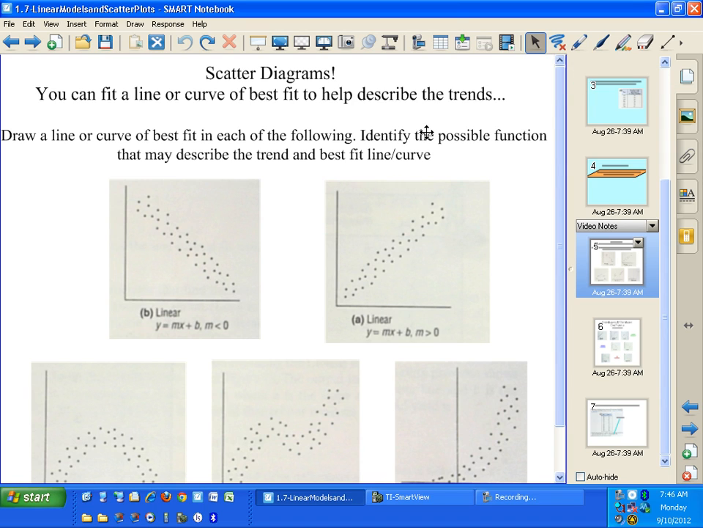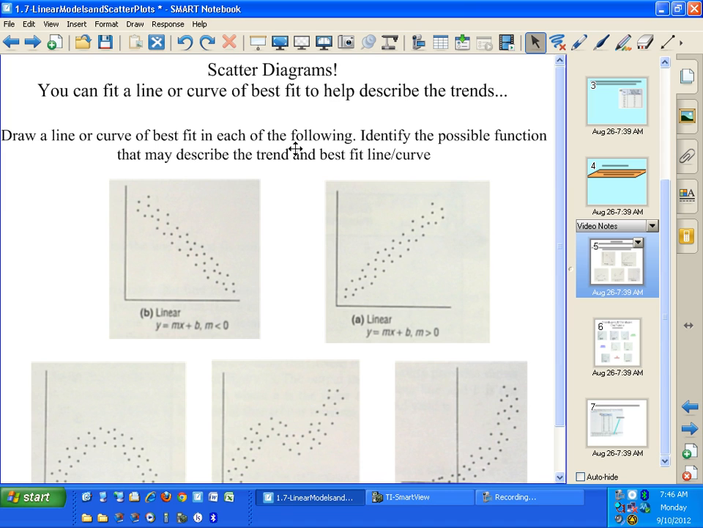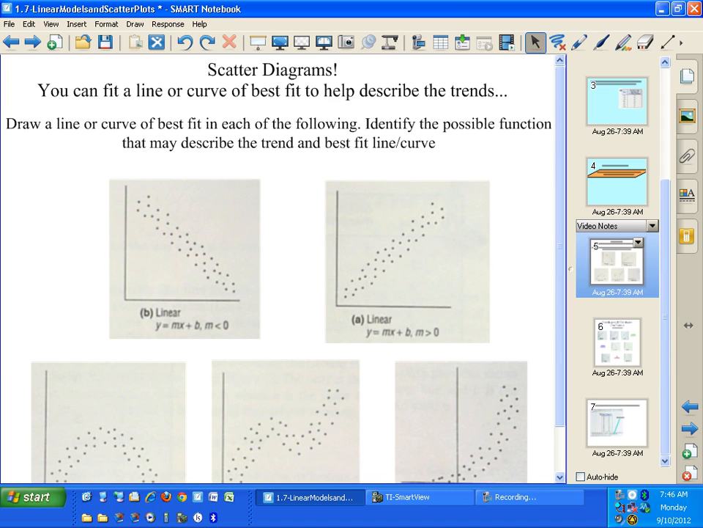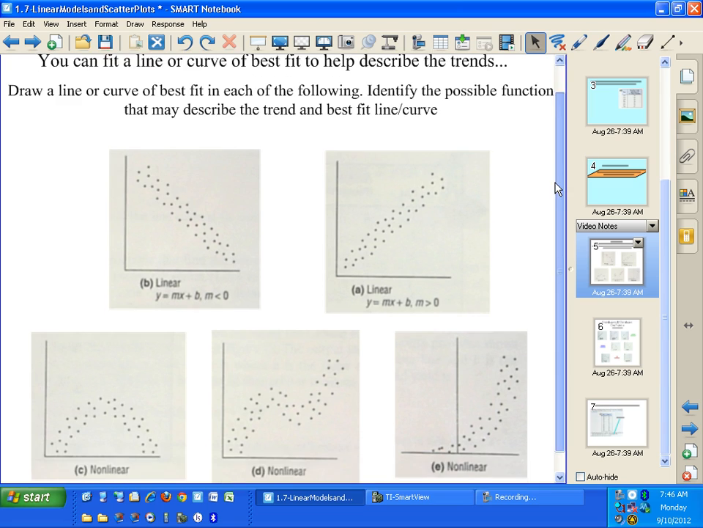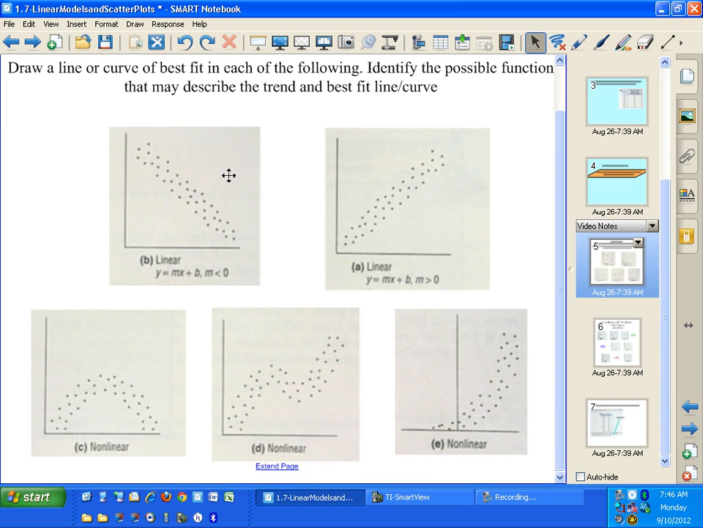In this section we're going to talk about scatter plots and linear models, or models of functions. So when we look at the scatter diagrams down below, we're looking for a line or a curve of best fit. If you look at these graphs, they're asking you to draw a line of best fit for each one of the following and identify the possible trend, and that may describe the trend of the best fit.